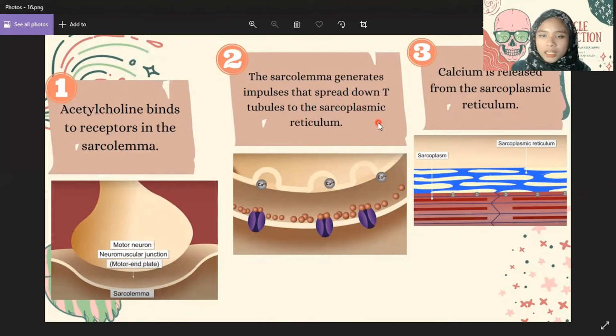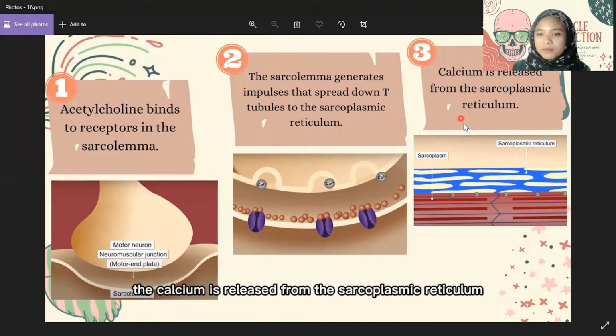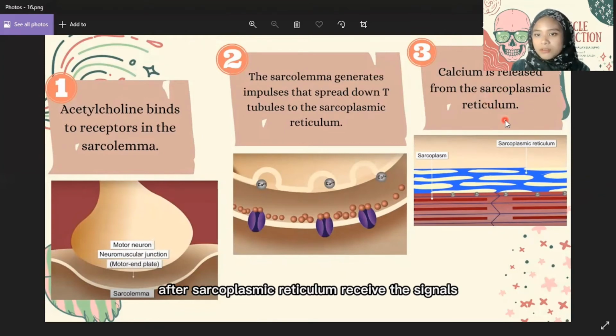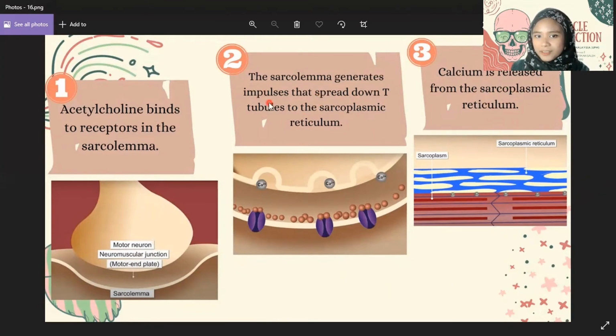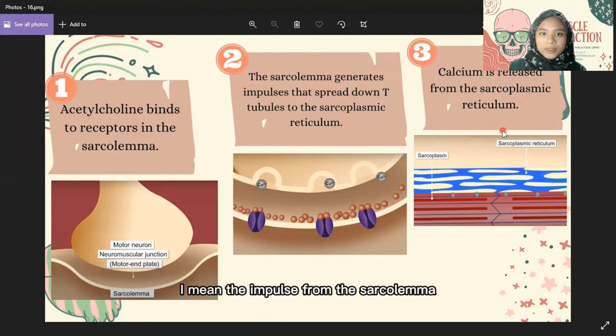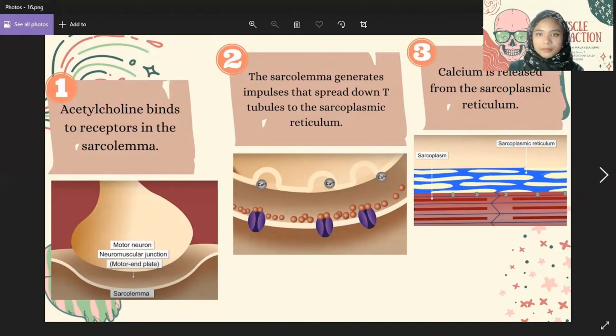So after the sarcoplasmic reticulum receives the signal, it will release calcium. The calcium is released from the sarcoplasmic reticulum after it receives the impulse from the sarcolemma. Okay, let's look into the next step.